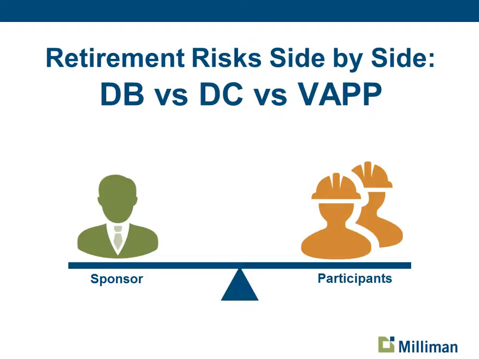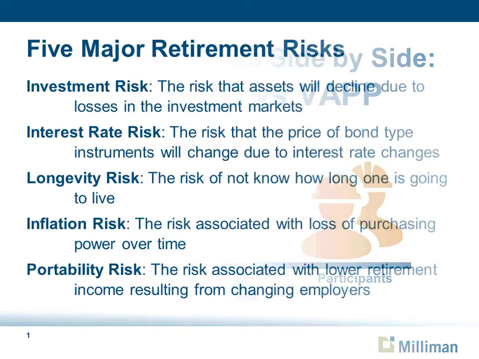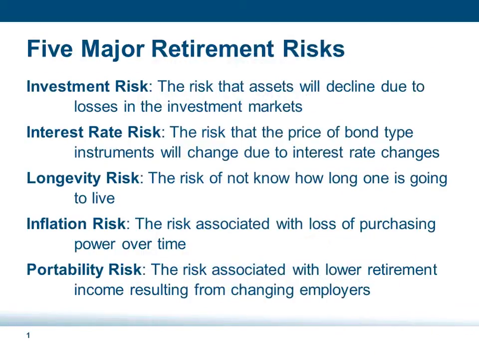And the reason it works, the magic if you will, is that the stabilized VAPP balances the risks between the sponsors and the participants in a rational way, while eliminating as many risks as possible. So in today's video, I'm going to briefly describe the major retirement risks, and then show how those risks stack up for the three plan designs. The 5 major retirement risks are investment risk, interest rate risk, longevity risk, inflation risk, and portability risk. There are others, but those are the main ones. We'll just take them in order.